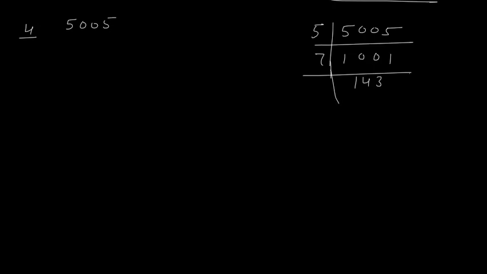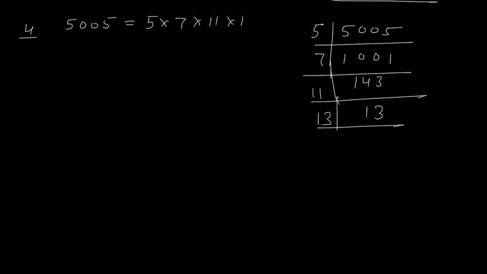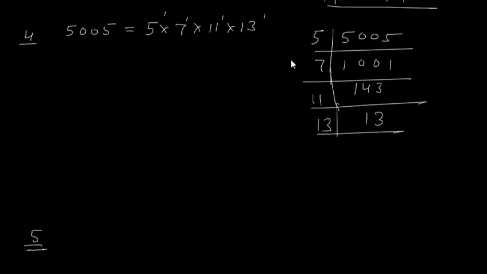Then with 11 check. So 11, 1 plus 3, 4 and 4. Yes, it is divisible by 11. So 11 1s are 11, 11 3s are 33. And then this 13 is a prime number. So this 5005 we can write as 5 into 7 into 11 into 13, and all have power 1 only. And let us see this fifth problem, the last problem.